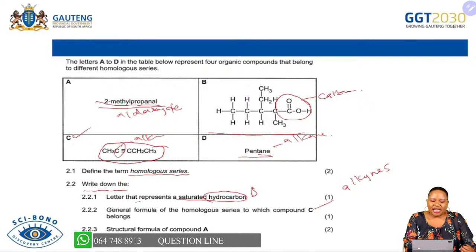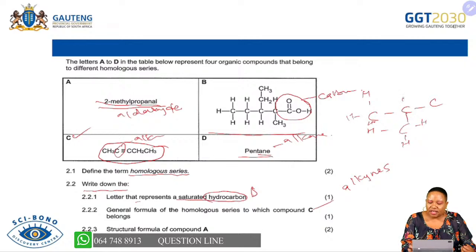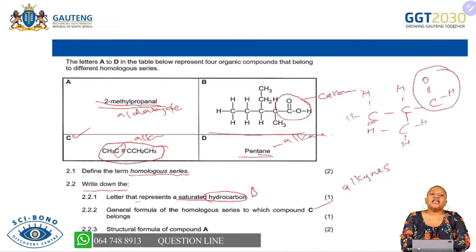And then the structural formula of compound A. Already we said this is an aldehyde. This aldehyde is having 3 carbons. And in the second carbon, we are having what? We are having a methyl. And then we know that it is an aldehyde, then it's H. I can just write H. And then we know that aldehydes have CO and then H at the end, because this is the structure of the functional group of aldehyde.